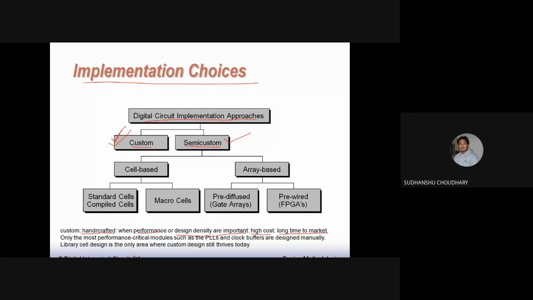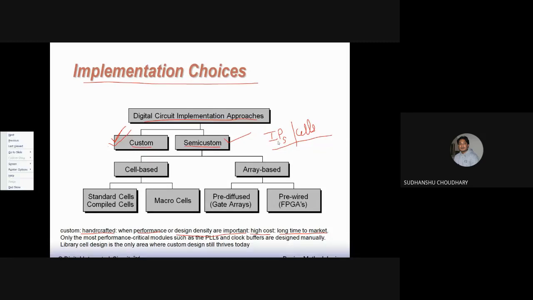Okay. So in semi-custom, one can think of using already designed IPs or cells. Already designed IPs or cells can be used to implement an IC or a chip or a microprocessor, right? So this actually saves a lot of time, and it saves labor cost also. Time and labor cost can be saved if one uses semi-custom.